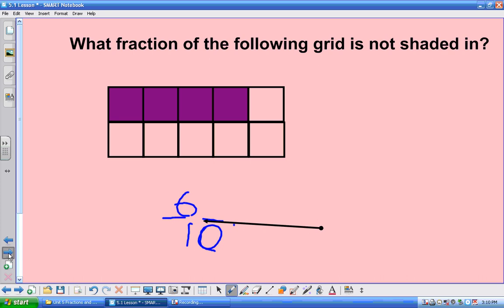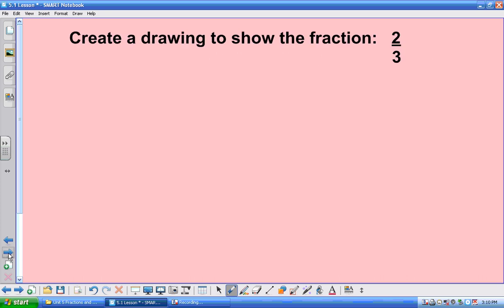Alright, let's go on. Now, pulling the stick, you have to draw me a picture which is going to show the fraction 2 over 3. Alright, Kate, pull the stick. Is it? Who is it?